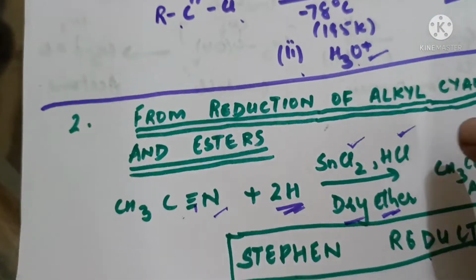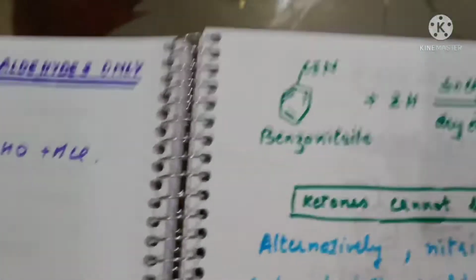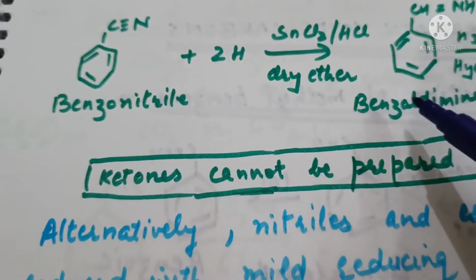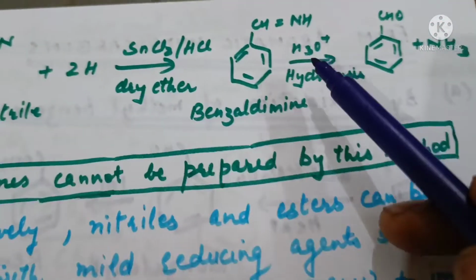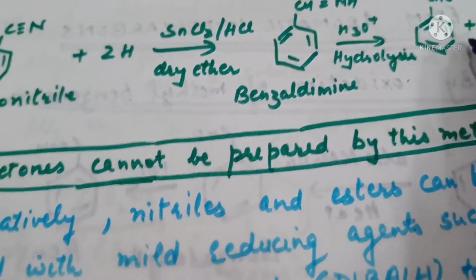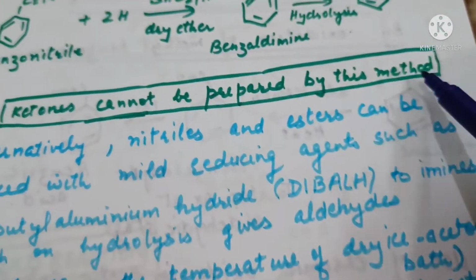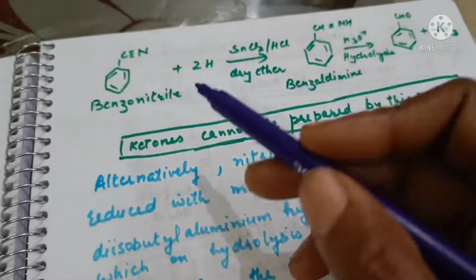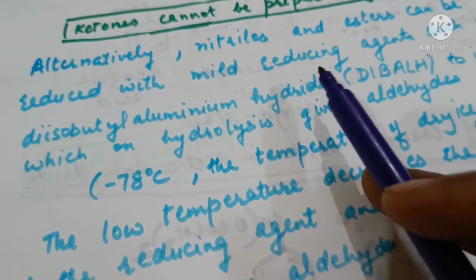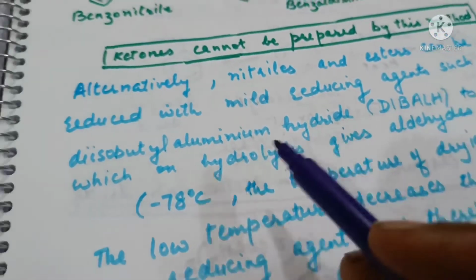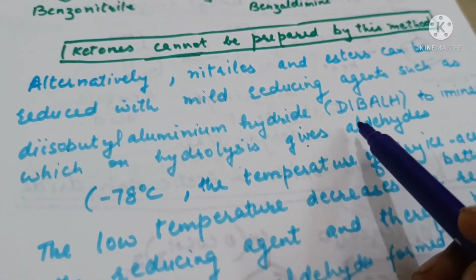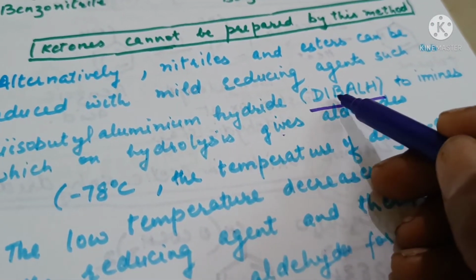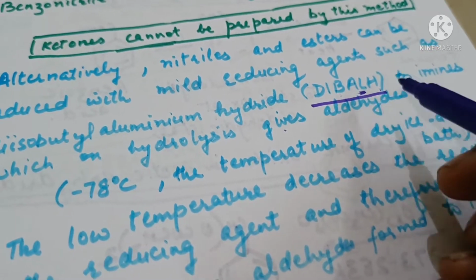Similarly, if we reduce benzonitrile with stannous chloride and hydrochloric acid in presence of dry ether, we get benzaldimine, and on subsequent hydrolysis we get benzaldehyde. Ketones cannot be prepared by this method. Alternatively, nitriles and esters can also be reduced with mild reducing agents such as diisobutyl aluminium hydride, which is also known as DIBAL.